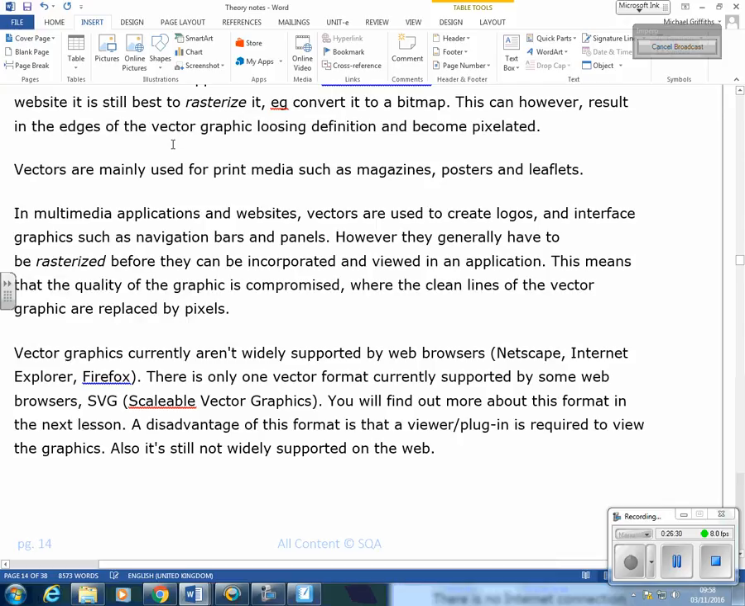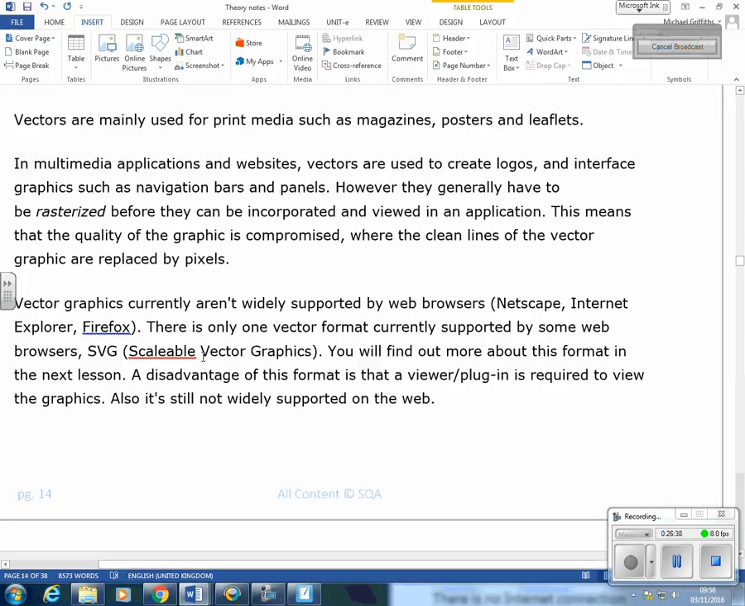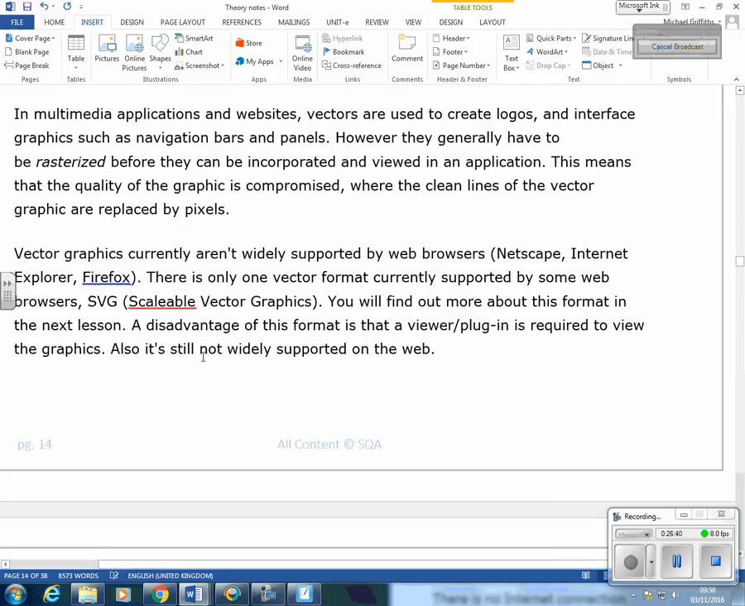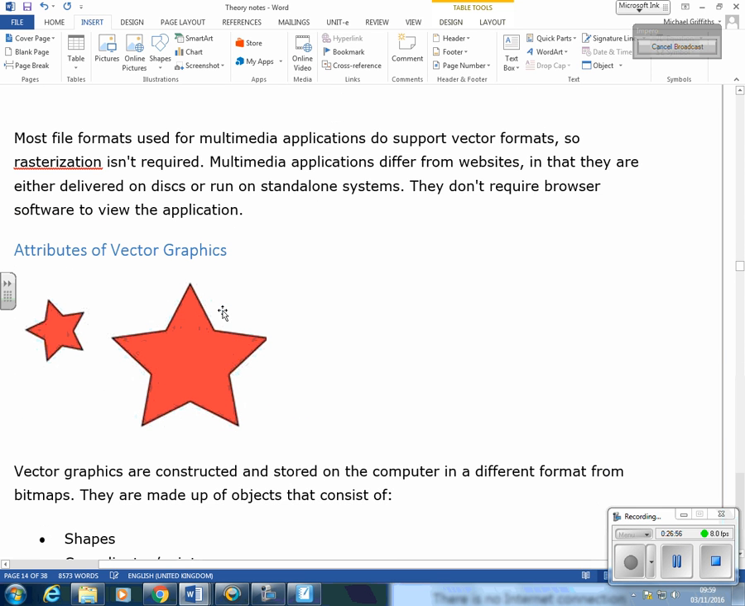Can I repeat myself here? Vector graphics currently aren't widely supported by web browsers. There's only one format supported by some, and that's SVG, Scalable Vector Graphics. But you would need a plugin to use SVGs. In web design we want to stay away from plugins as much as we can, because not everyone's got them. So you don't want your whole website to be based on a plugin, right? And the user doesn't have it. That's where you start to get problems.